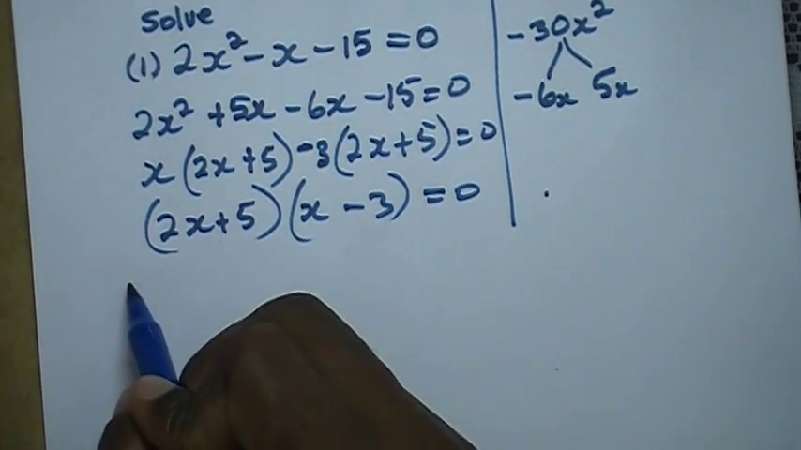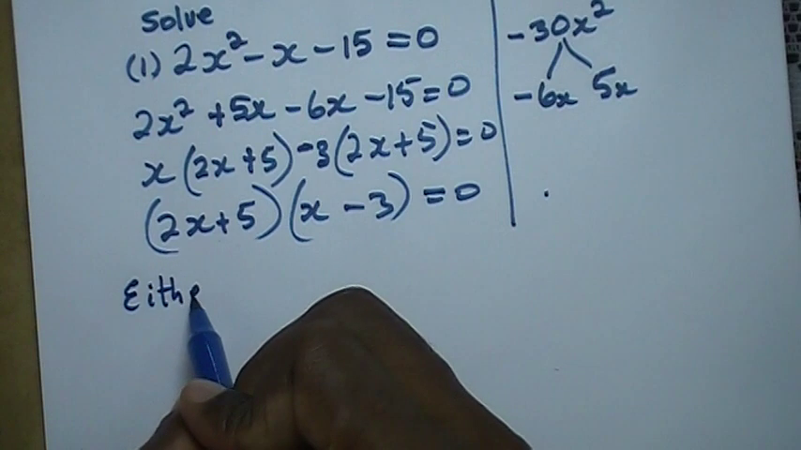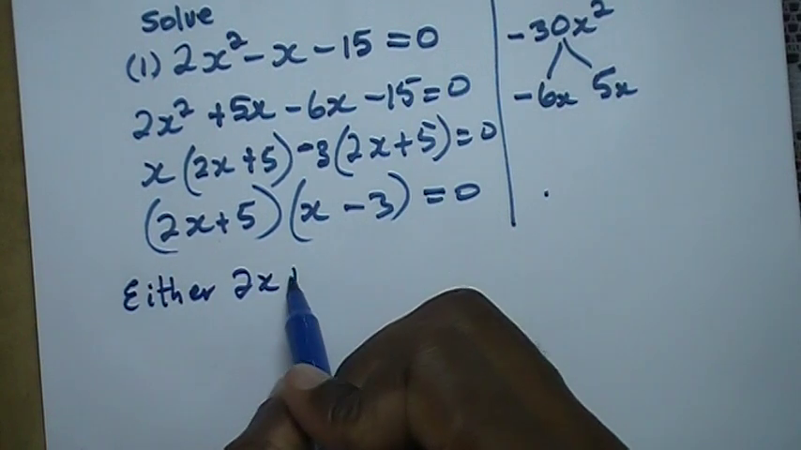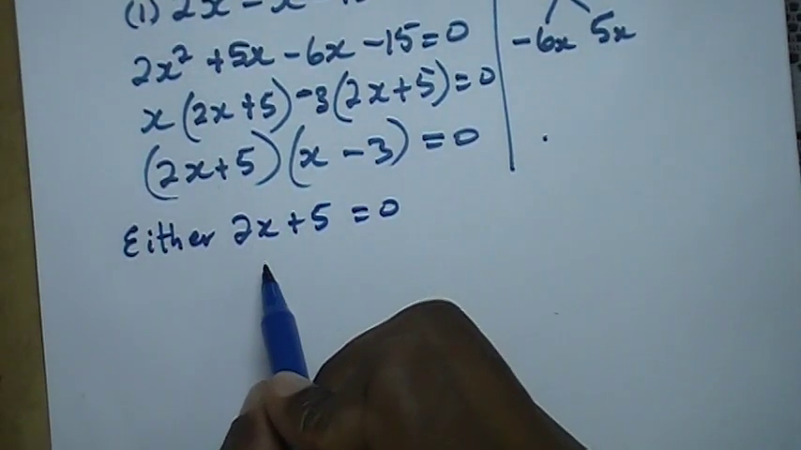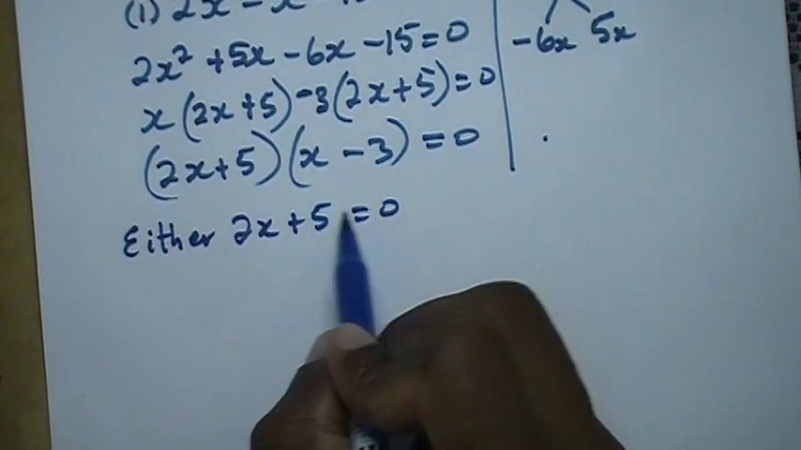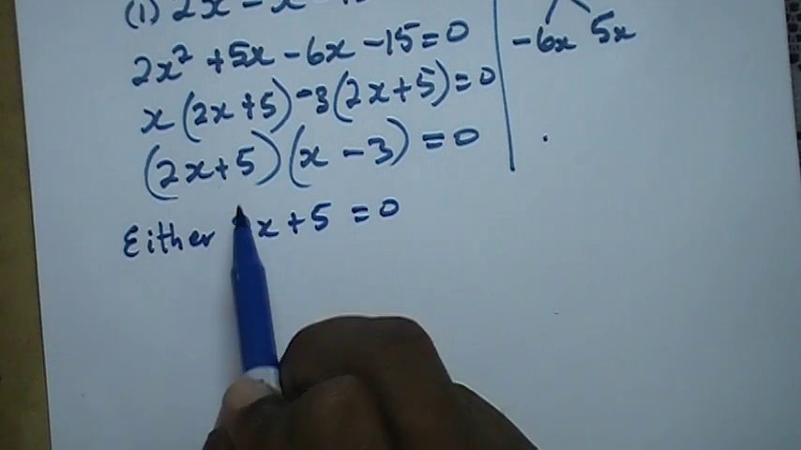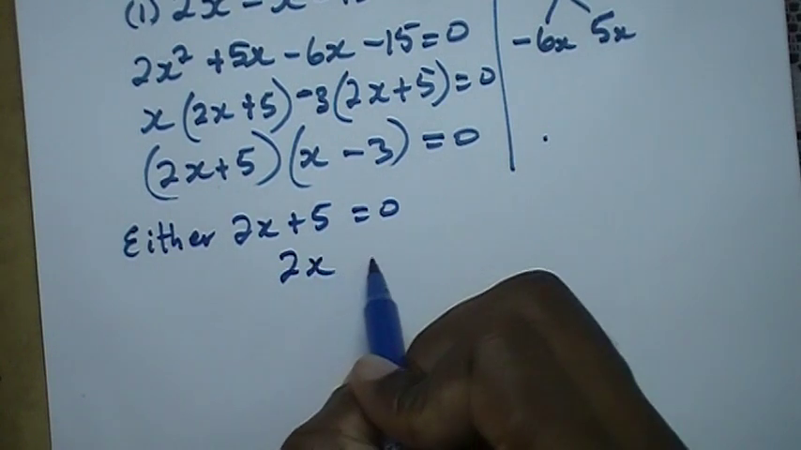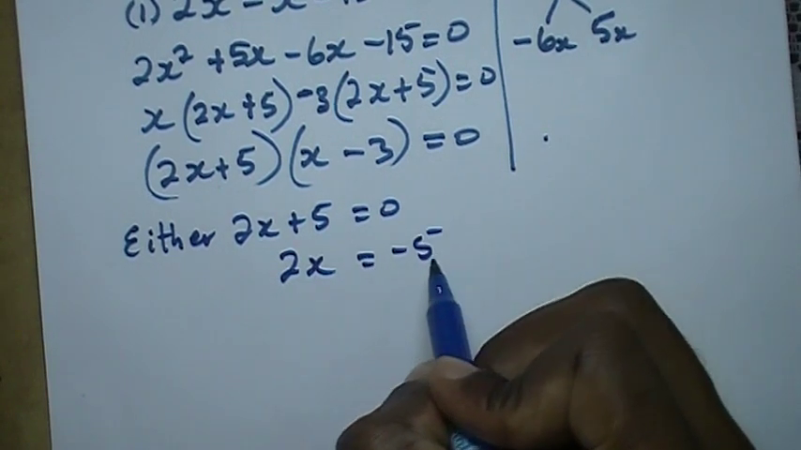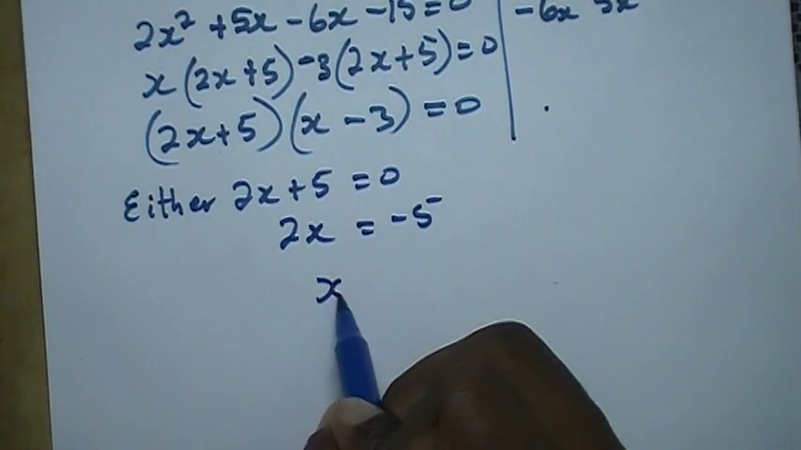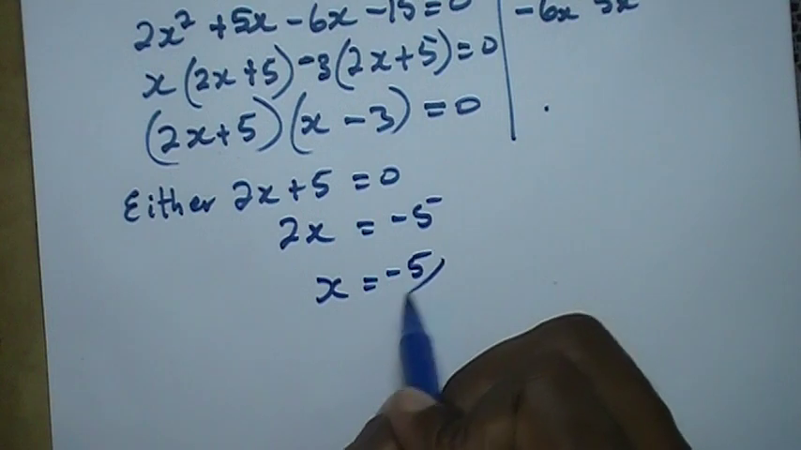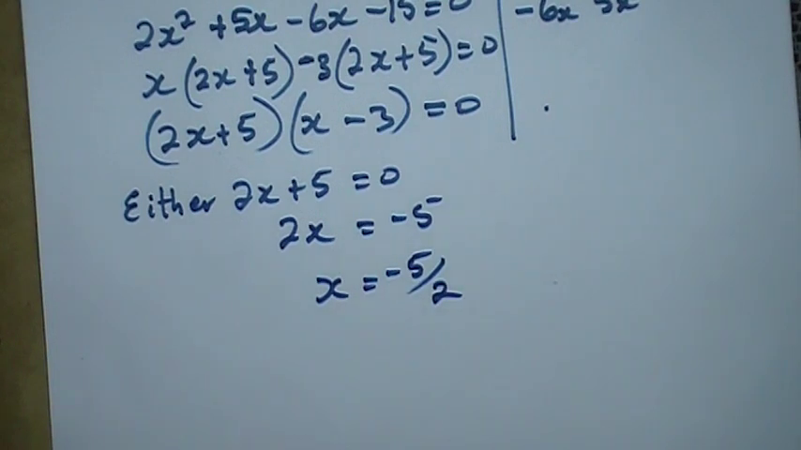So we're going to write either 2x plus 5 equals 0, and then we're going to solve for x. Subtract 5 on both sides. Okay? And then we're going to get 2x equal negative 5. Then divide both sides by 2, so we can get x. We're going to get negative 5 over 2. And that is going to be the first part of the solution.